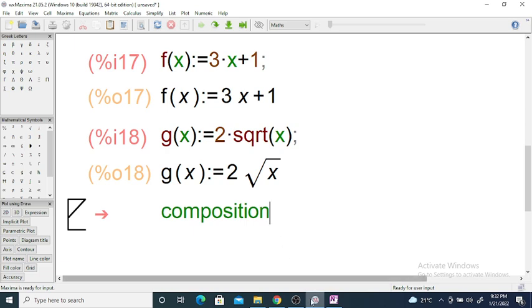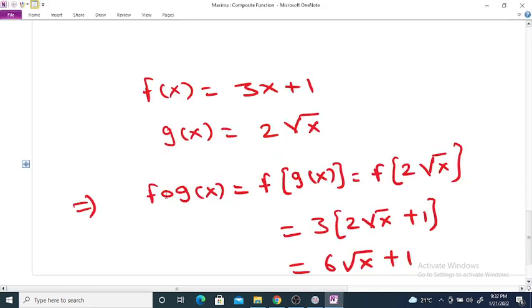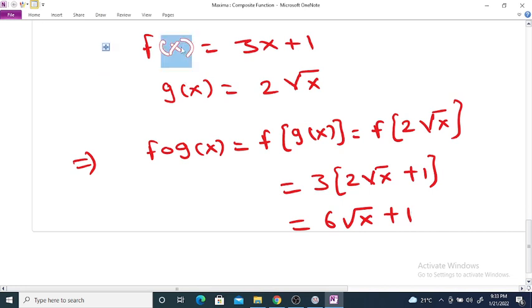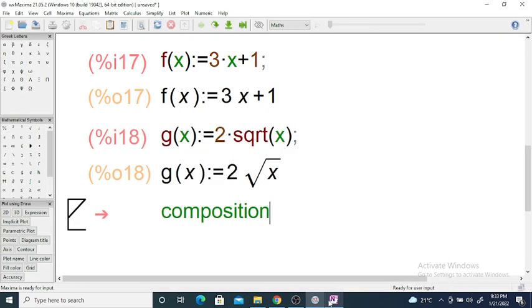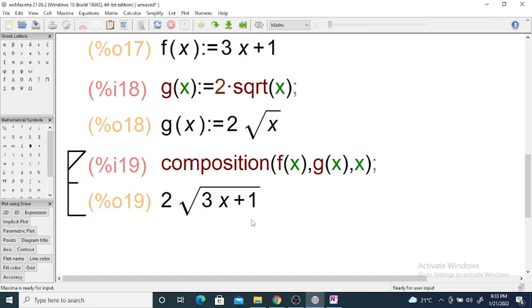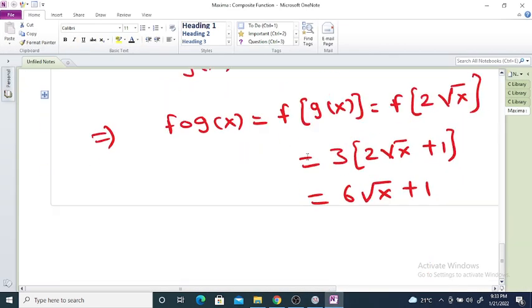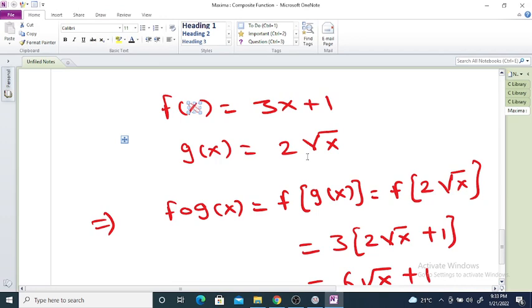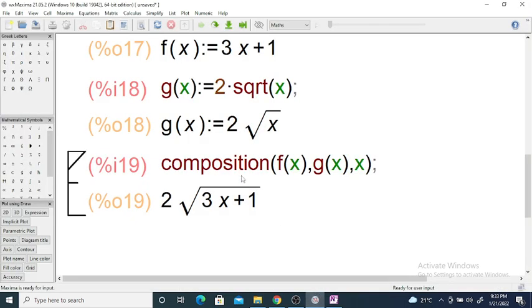Now what does f of g of x mean? In the function f of x, the value of x is g of x. What is the value of x? It is g of x. So the composition of f of x, g of x, and the variable is x. So we can check here, it is 2 times root thrice x plus 1. Sorry, it is a composition function f of g of x.